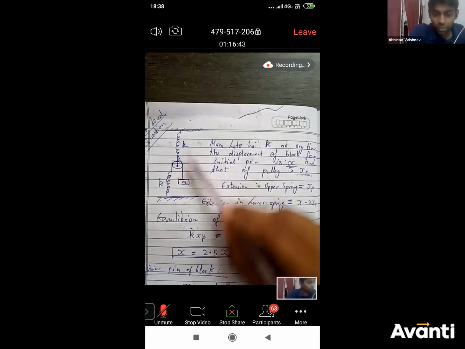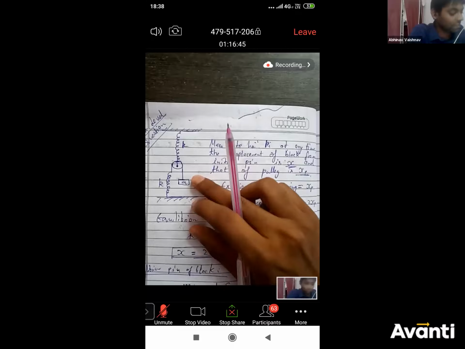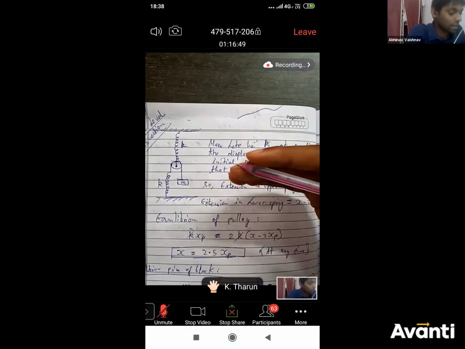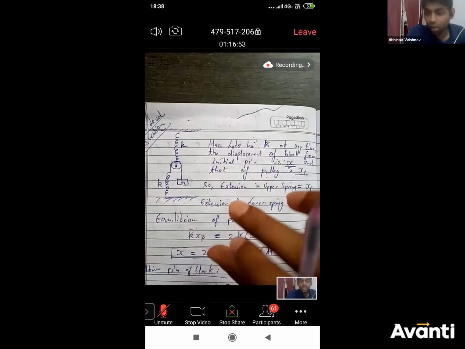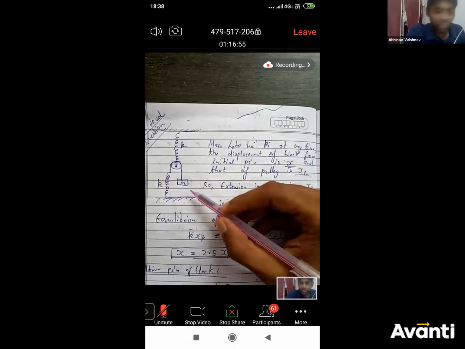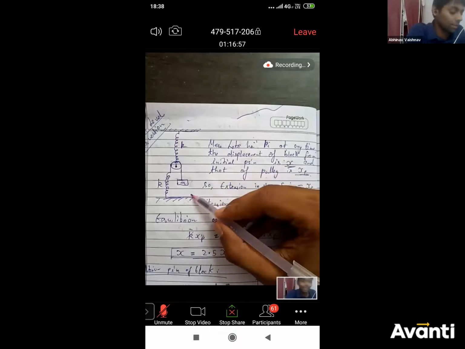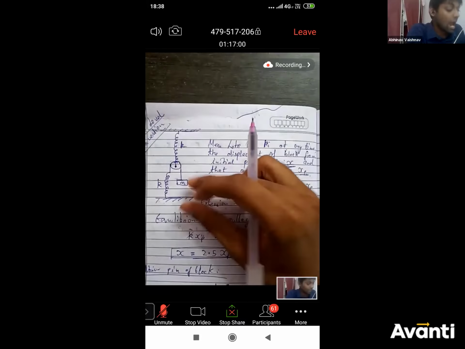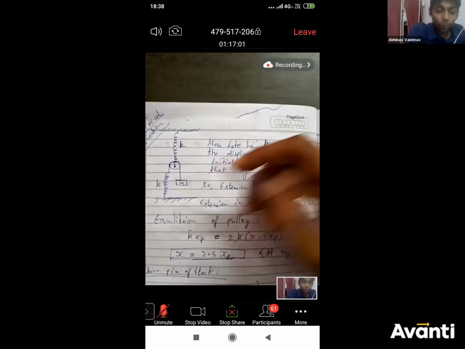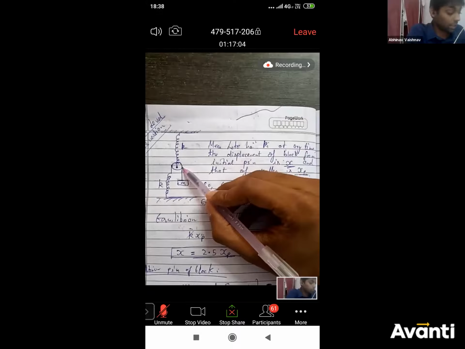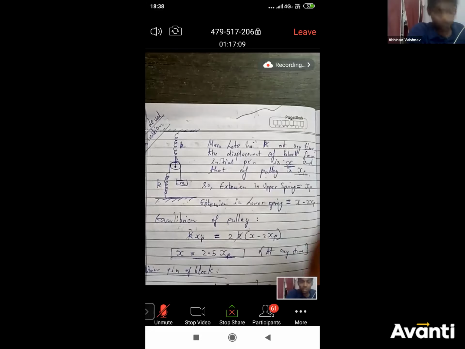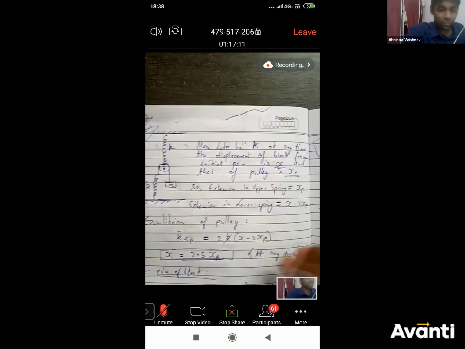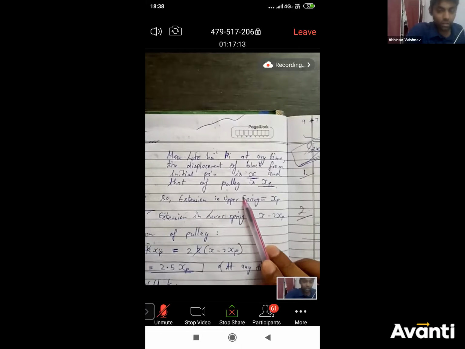Okay, so let's assume this is the original position, ठीक है? This is the initial position that we are given. Let's assume the block moves by a distance x, right? Let's assume that the displacement of the block at any time is x, ठीक है? And the displacement of the pulley in the same time from the initial position, let's say that is xp. You can read here what we have written, right?